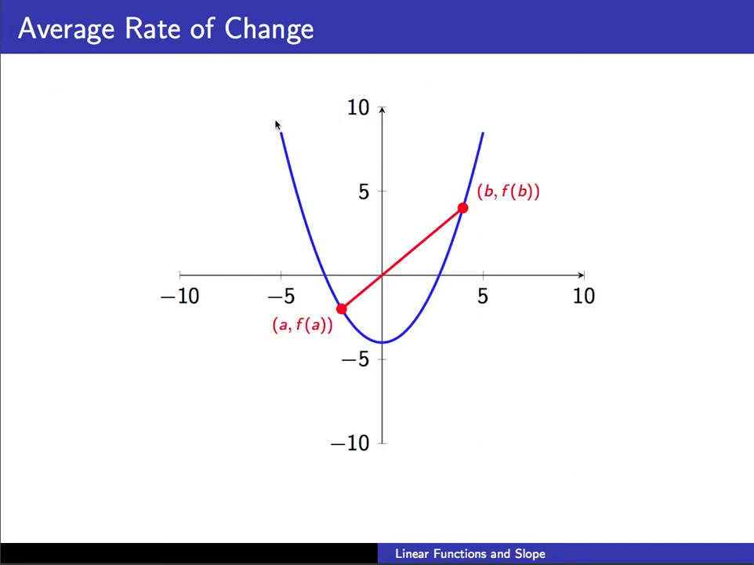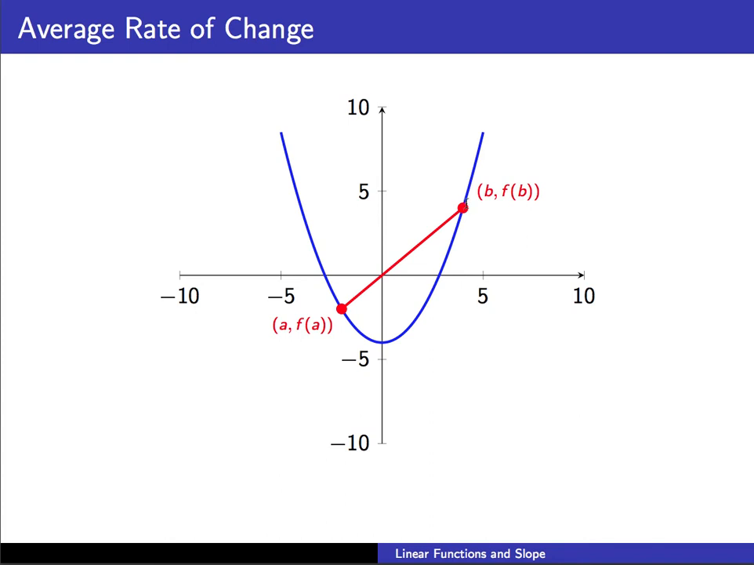So here we have a function, and we've connected 2 points on it with a red line. This first one has an x value of a, and whatever the y coordinate is, that's f of a. The second point has an x value of b, maybe it's like 4 or something, and the value of the function at that point is your f of b, or your y coordinate.